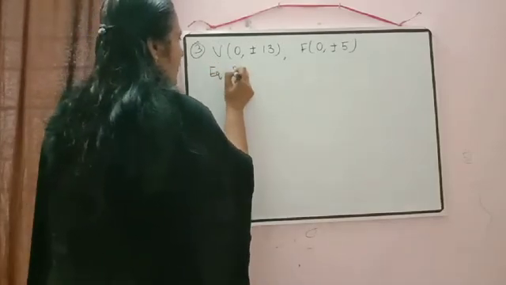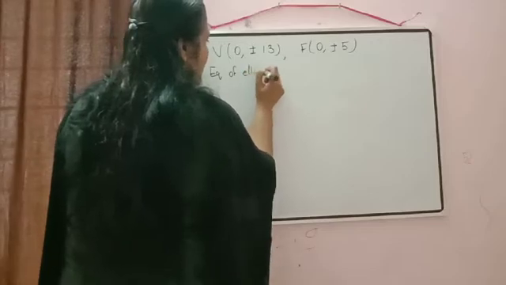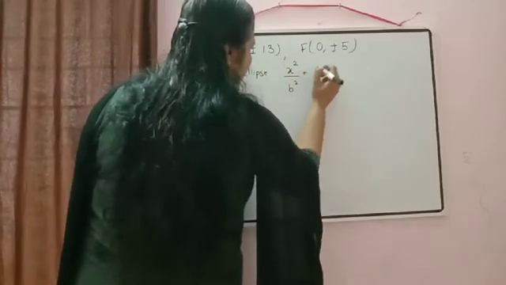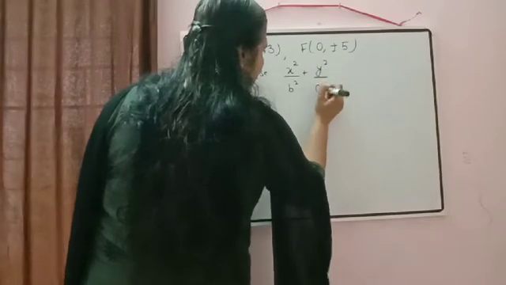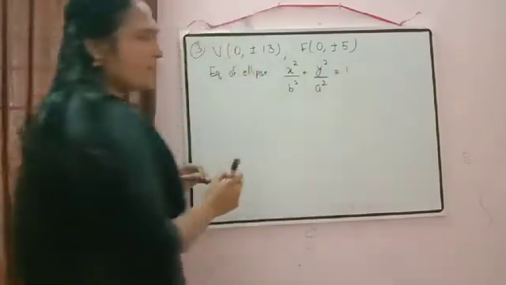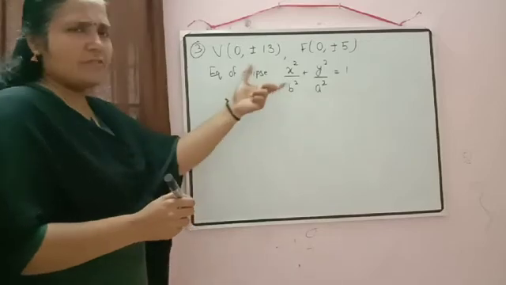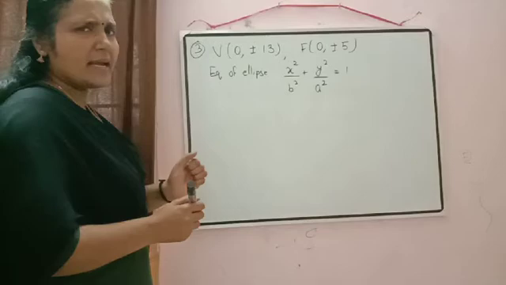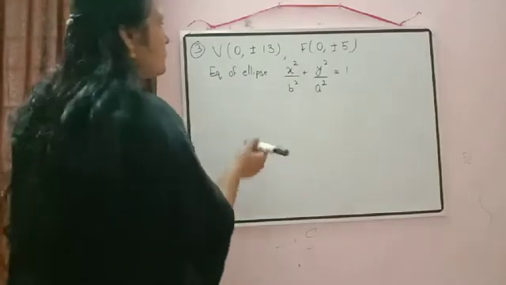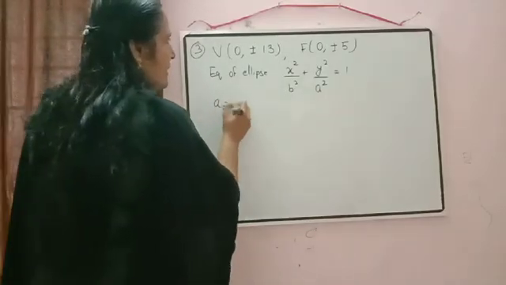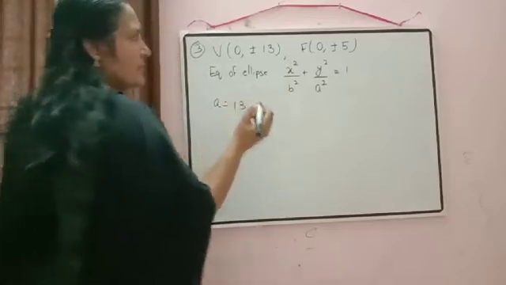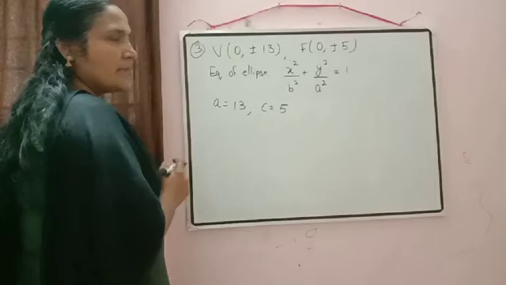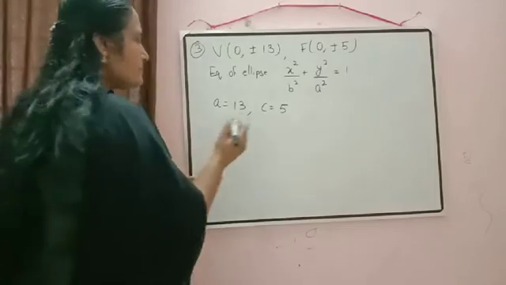So our equation of ellipse, what will be the equation of ellipse? x square by b square plus y square by a square is equal to 1. In this type of question, you have to check this only. Rest everything I think is easy. Okay. So vertices is given means what is given? a is equal to 13, and c is equal to 5 is given. Again we will calculate the value of b square.